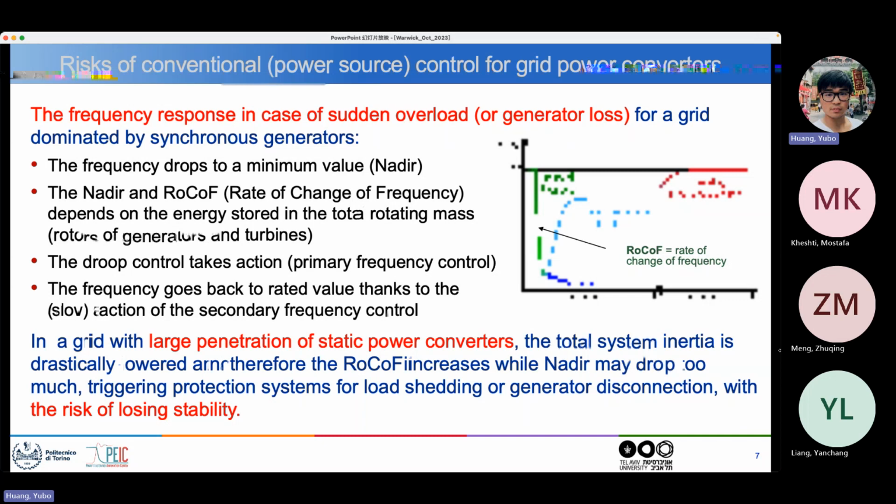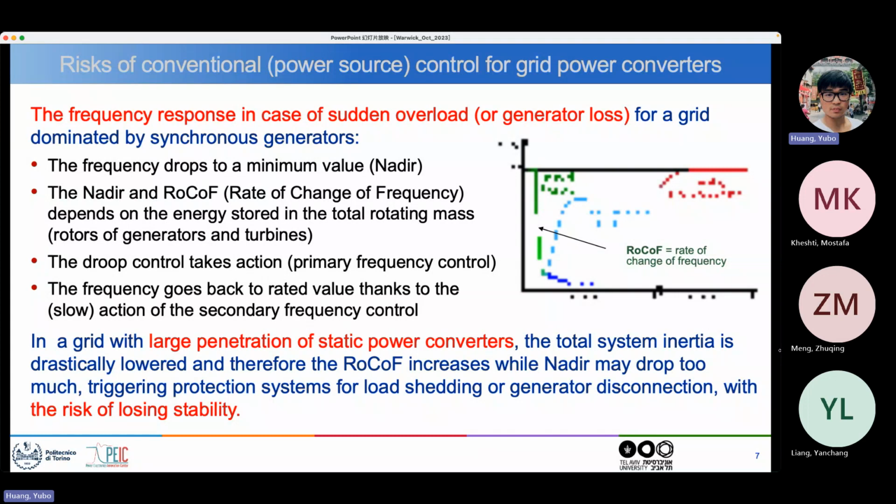Now, this is a typical scenario that all electricity companies look at, and they want to make this nadir, the lowest point, which is very distorted in the picture, as high as possible. So the minimum point to be as high as possible, and this slope to be as small as possible in absolute value, because it's negative. So you want to minimize the absolute value.